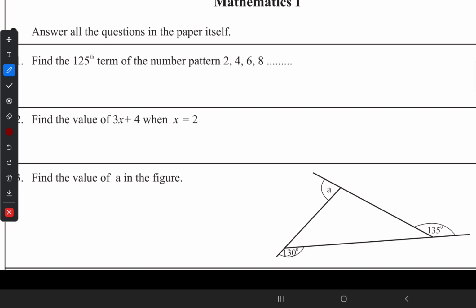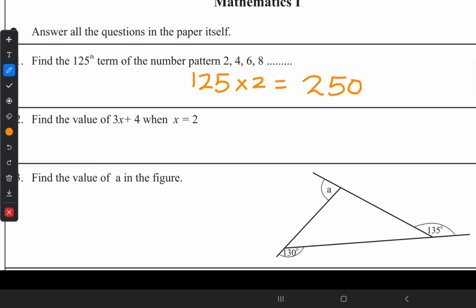Okay, let's see the first three questions. Find the 125th term of the number pattern. So this is increasing 2, 4, 6, 8 likewise. So this is an even number pattern. So the answer would be 125 times the common difference between terms in this sequence, that would be 2. So 125 multiplied by 2, that will give you 250 as your number pattern's answer. Okay, that means the 125th term.